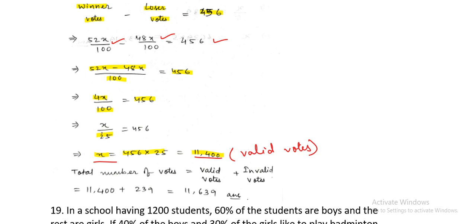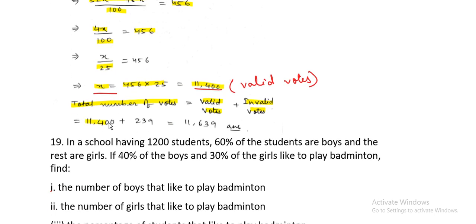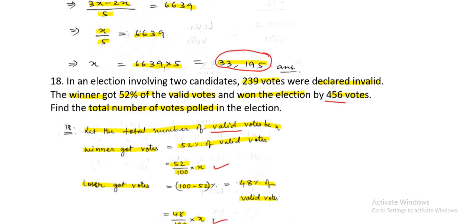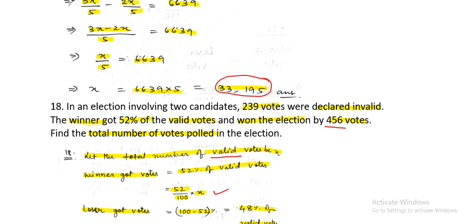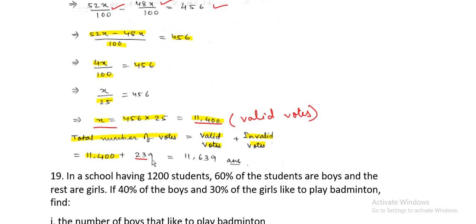So what is the total number of votes? We will write total number of votes is equal to valid votes plus invalid votes. If we add both valid and invalid, we will get the total votes. Now valid votes is 11,400, and in the question it is given that invalid votes are how many? 239 votes are invalid. So in place of invalid we will write 239, and the total will get 11,639. This is our answer. Clear, students?